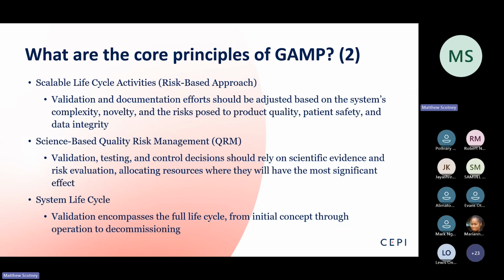The final part of GAMP is that computer systems now need to be looking at a life cycle approach. Historically, one might do the validation of a computer system and then say, yes, it's validated, and then it would be left to operations to actually use it. Now, we need to be looking from the very start, the concept of the computer system or the software, right through to the point where we stop using that software or it's decommissioned.